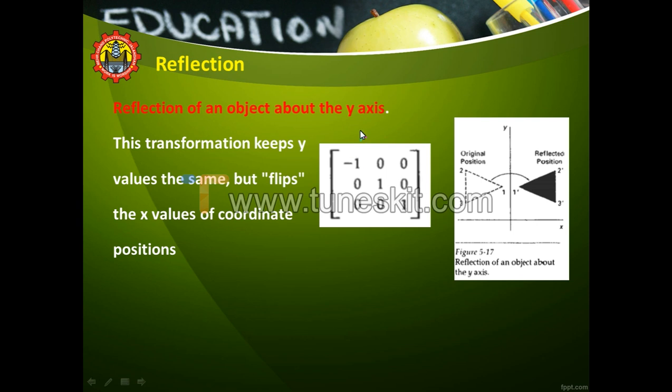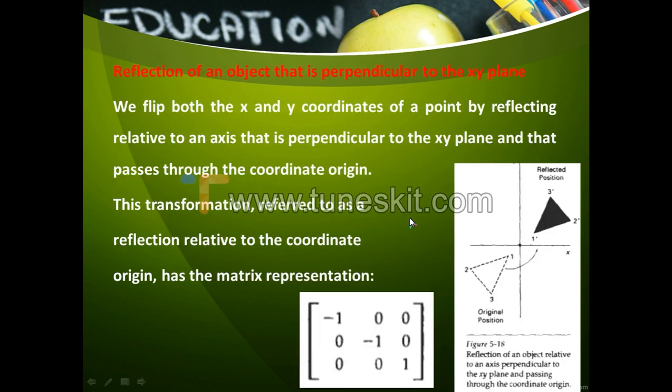Here is the reflection with respect to the y-axis matrix R. Again we flip the x values, so we flip the x values by putting a minus sign here. This is y and this is z, so this is your reflection matrix. Now the third case is reflection of an object about an axis perpendicular to the xy plane.